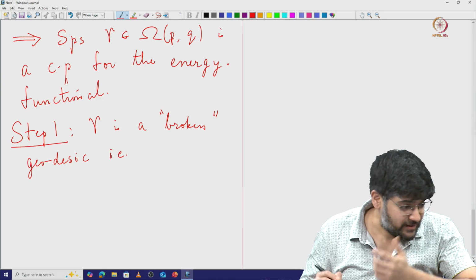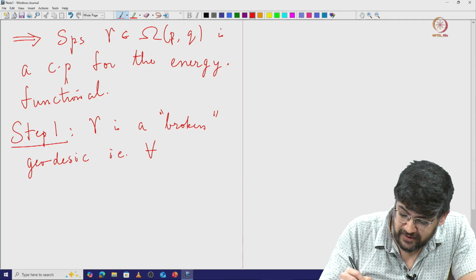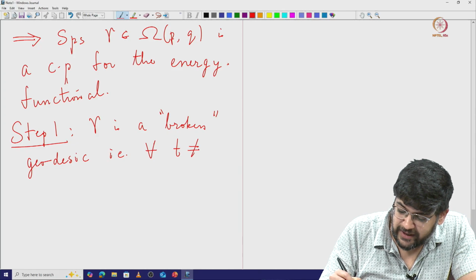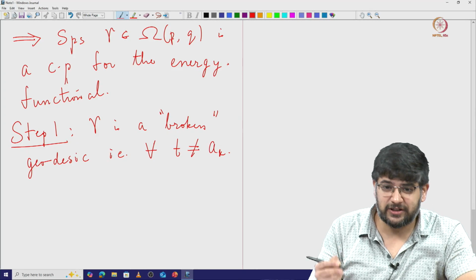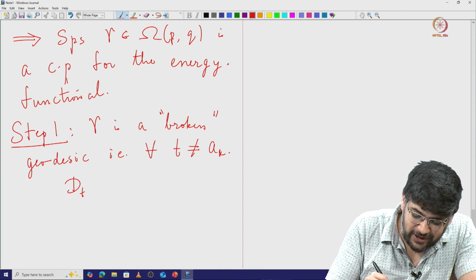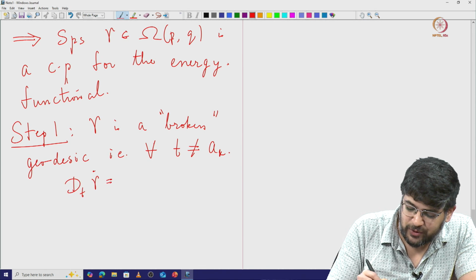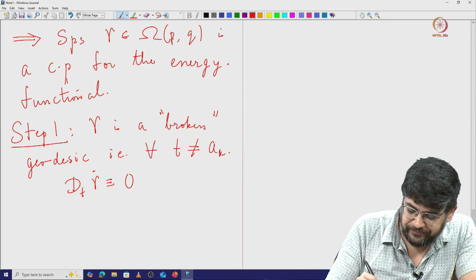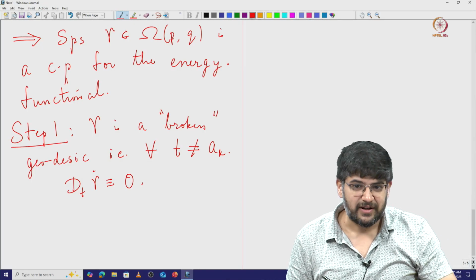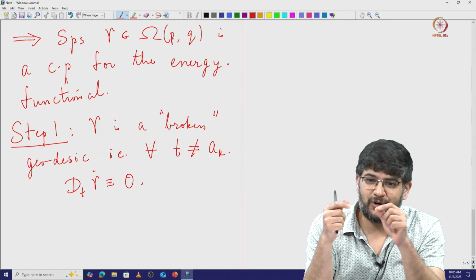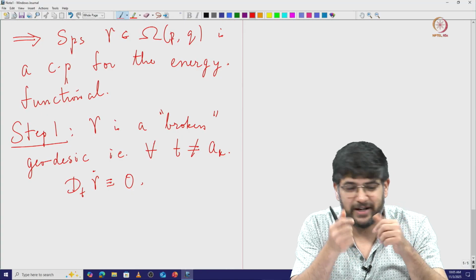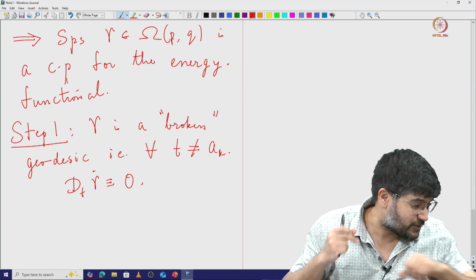I.e., for all t not equal to a_k. So, at all the smooth points I claim that the intrinsic acceleration is 0. Okay. So, that means at least on the smooth parts your gamma is actually a geodesic. Okay.